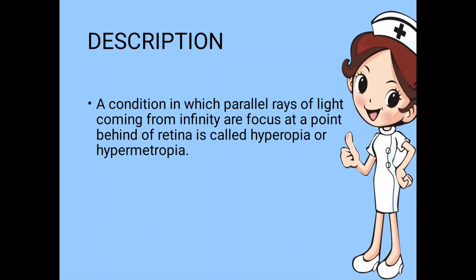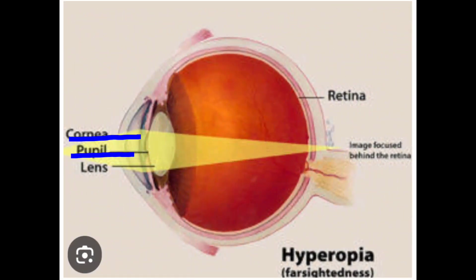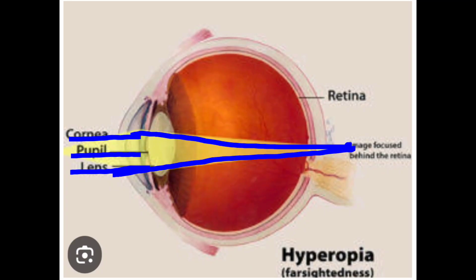It is a condition in which the parallel rays of light coming from infinity are focused at a point behind the retina, known as hyperopia or hypermetropia. Here the parallel rays of light are coming from infinity and are focused at a point behind the retina, so the image is not formed clearly. In normal condition the image has to be formed on the retina, but in hyperopia the rays focus behind the retina.